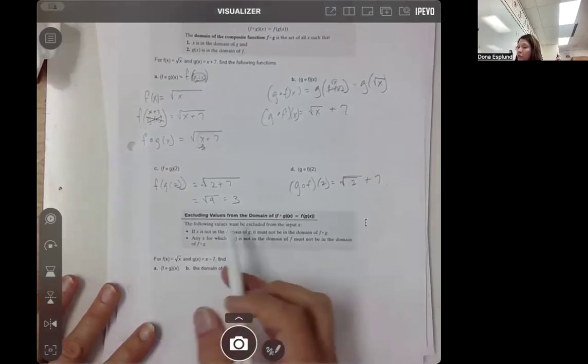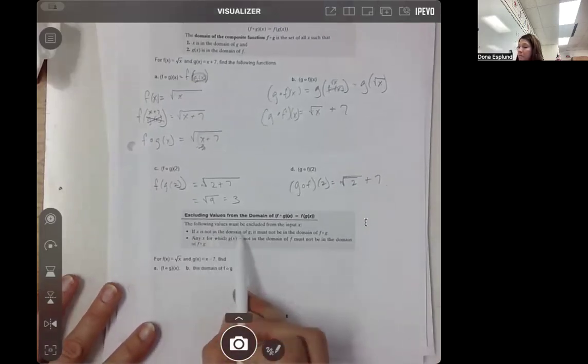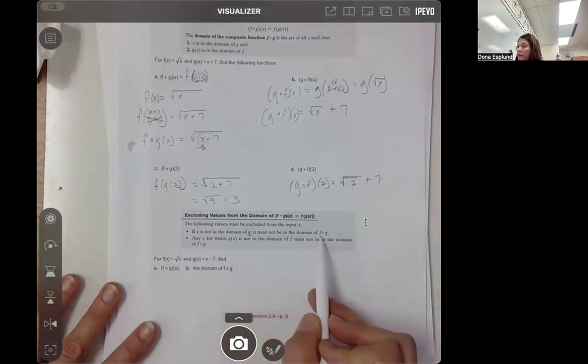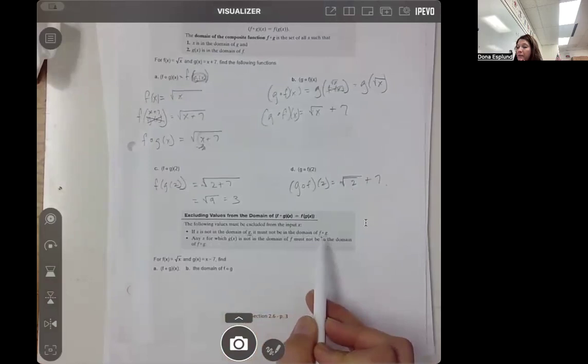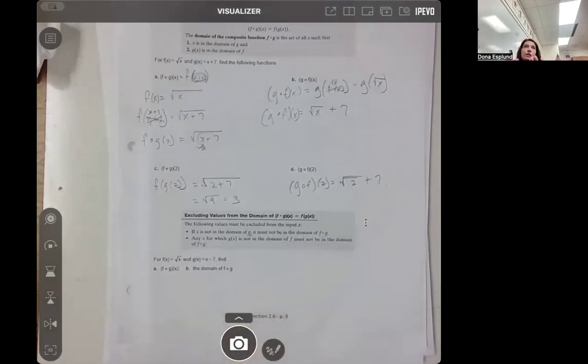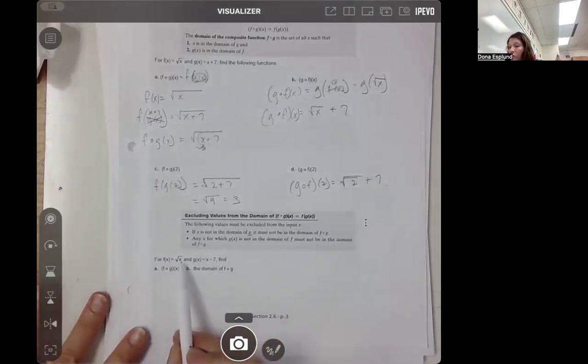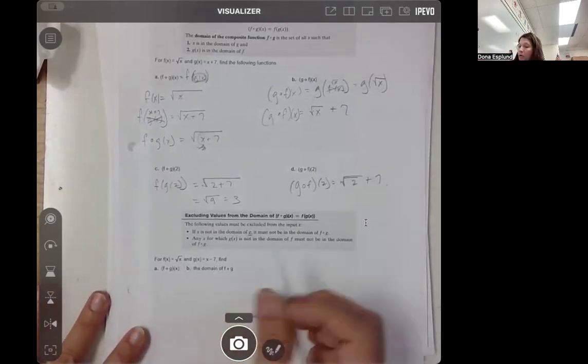So what you want to do, if x is not in the domain of g, it must not be in the domain of g of f of x. So we have to remember that whatever restrictions were there before you put them into your composite, they're still there when you find your composite. Okay, so when I look at the square root of x, I know I have restrictions on my domain. And those are going to stay even if I substitute them back in or if I change it.